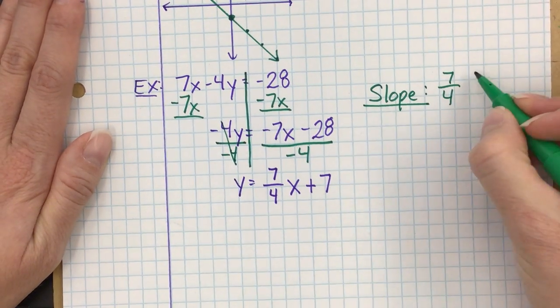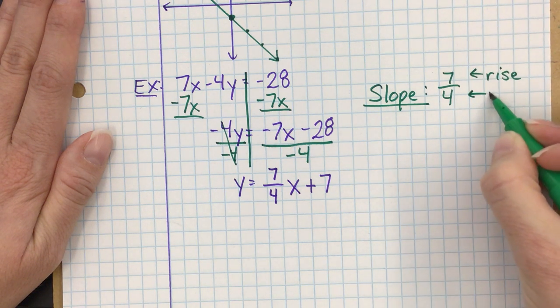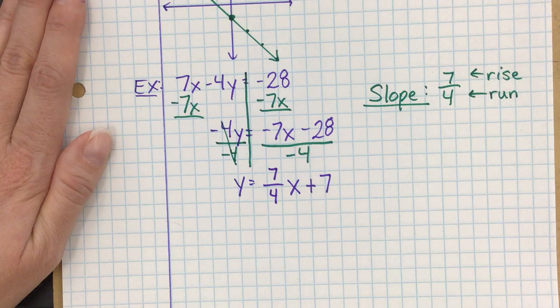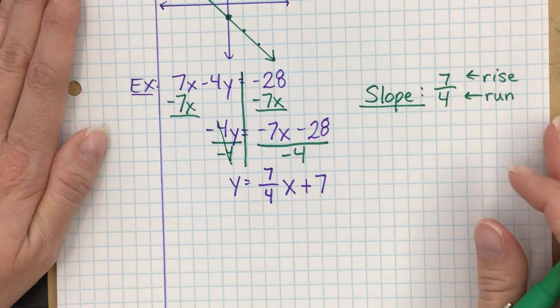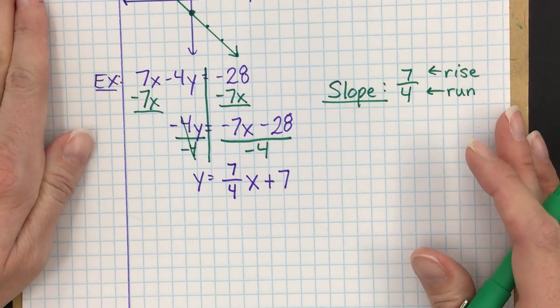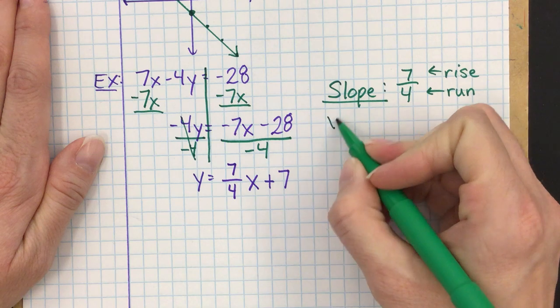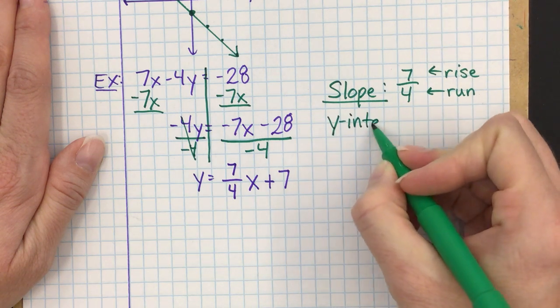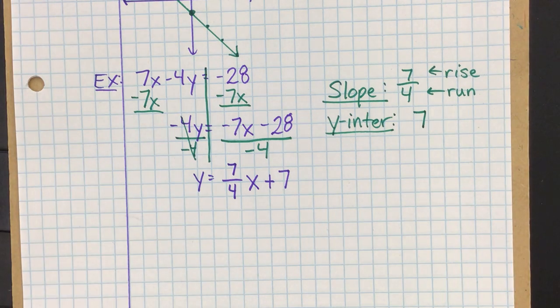And this is my rise on the top, my run on the bottom. And it's positive, so I'm going to go up and over. Then this is my y-intercept, which is 7. And now we have all the information we need to graph our line.